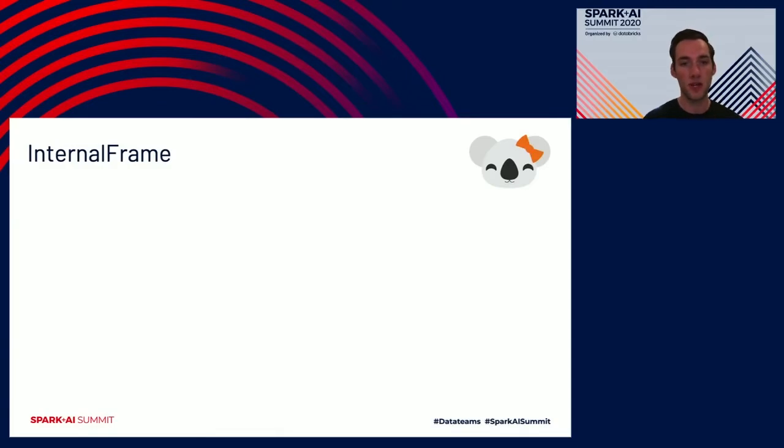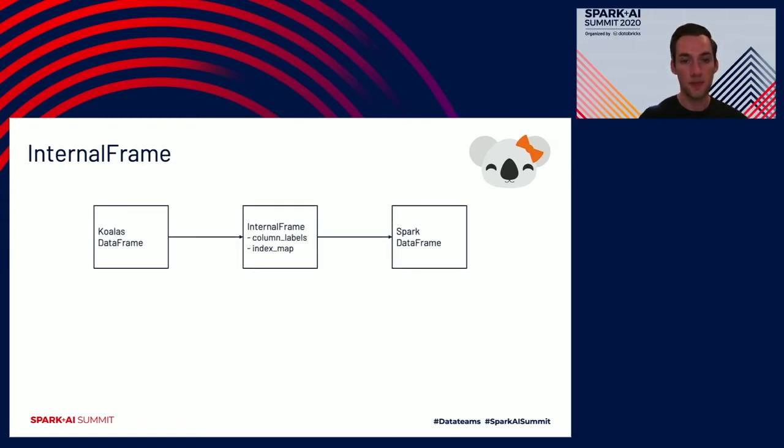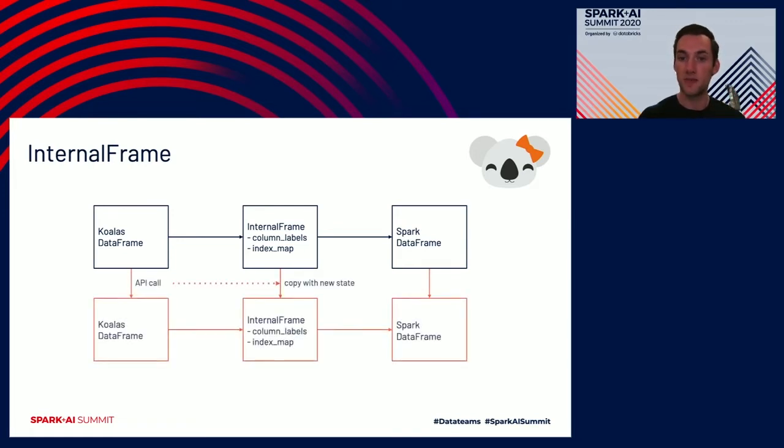So let's demonstrate a few ways in which Koalas API calls work. If a user were to make an API call via Koalas, the Koalas data frame updates the Spark data frame and metadata in the internal frame. This then creates or copies the current internal frame with the new state, which then returns a new Koalas data frame.